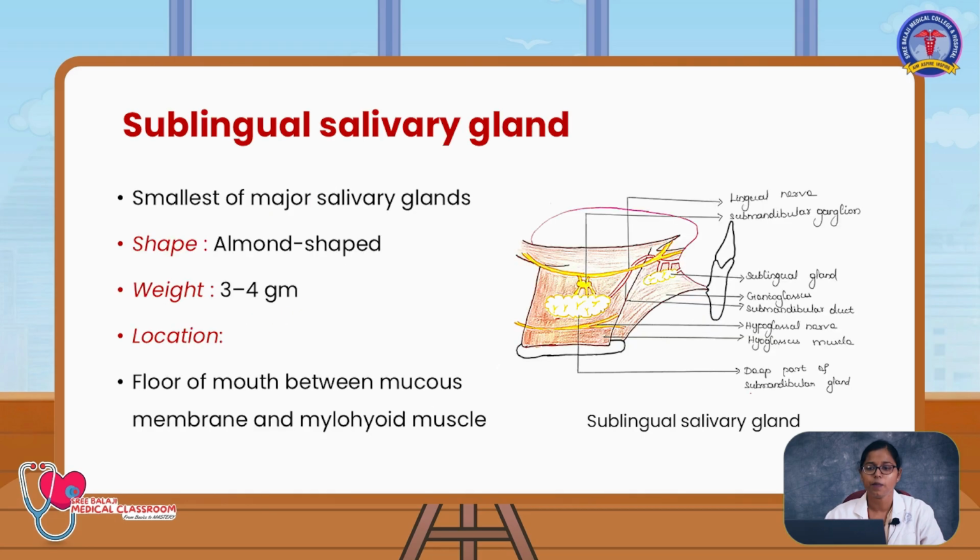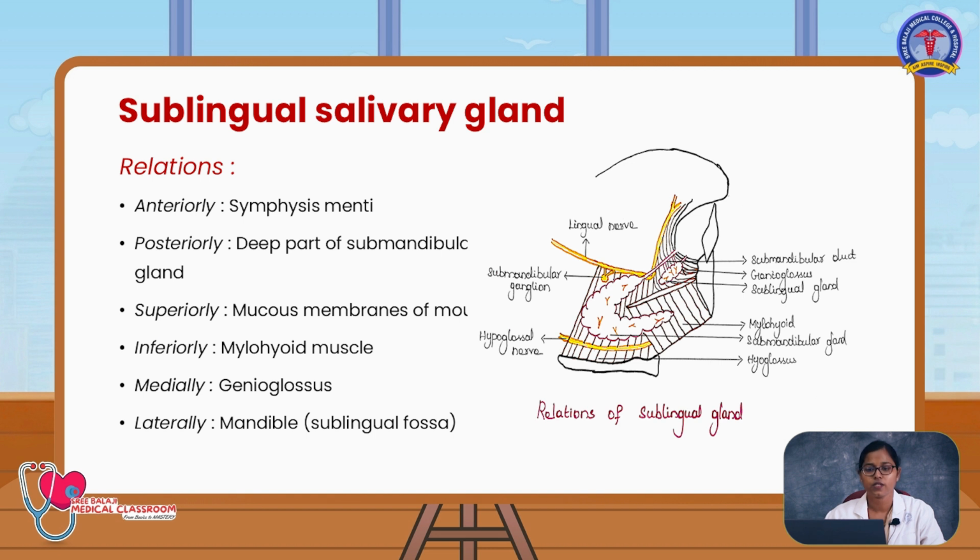Next is the sublingual salivary gland. It is the smallest of all the major salivary glands. If you see the shape of the sublingual salivary gland, it is almond shaped, weighs about 3 to 4 gram and is located in the floor of the mouth between the mucous membrane and the mylohyoid muscle. Next are the relations. Anteriorly it is related to the symphysis menti, posteriorly to the deep part of the submandibular gland, superiorly to the mucous membrane of the mouth, inferiorly to the mylohyoid muscle, medially to the genioglossus and laterally to the mandible.